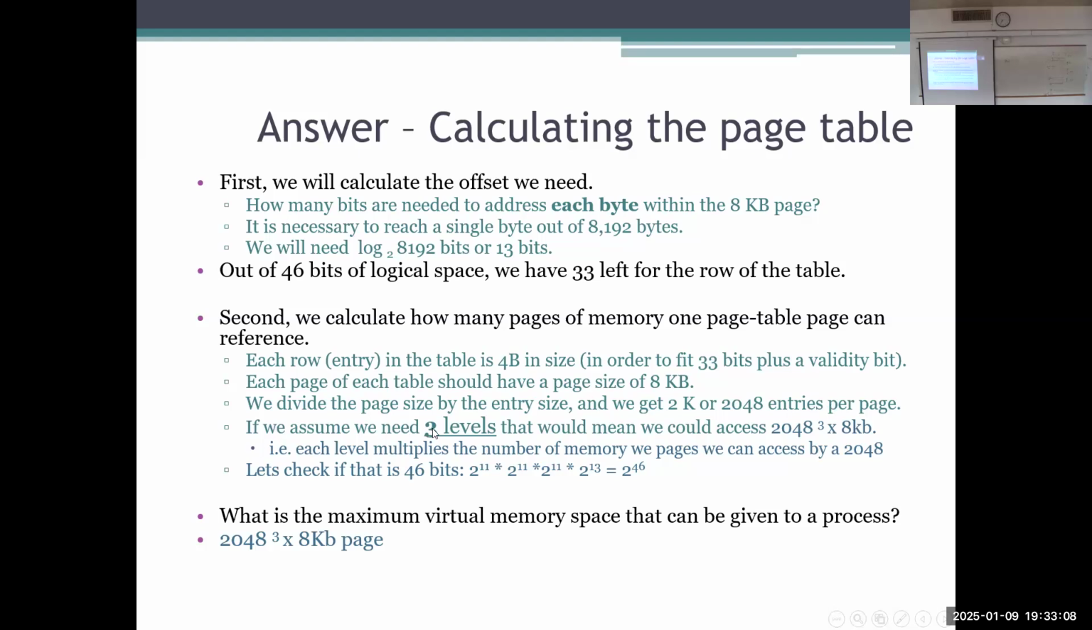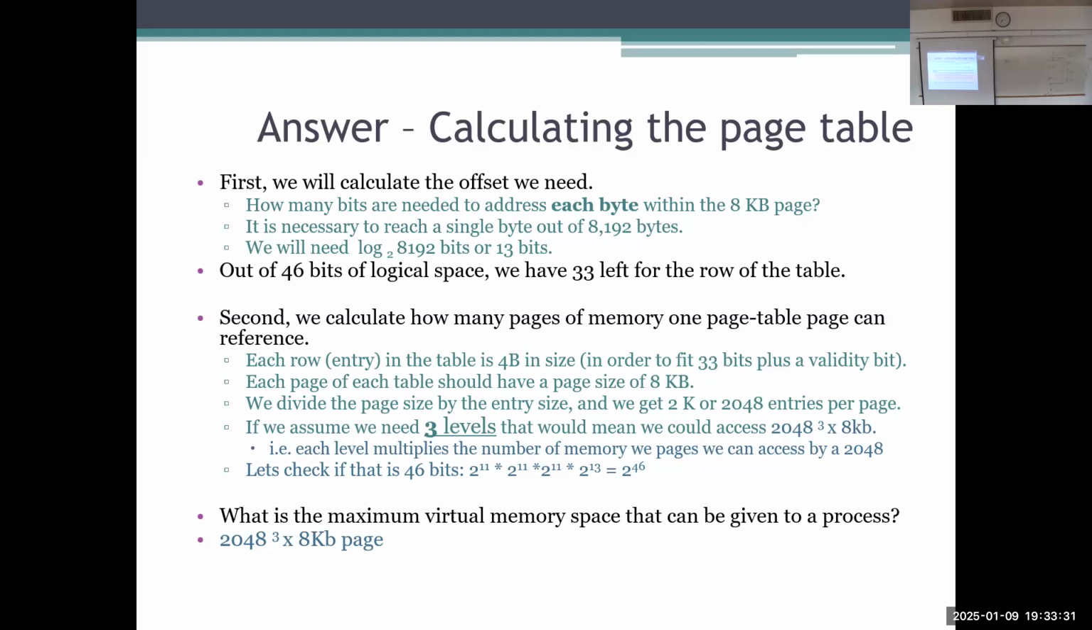I'm just going to assume the answer. This is the way I did it. I decided to do it backwards, kind of. Let's assume we know the answer. Let's guess the answer. It's either 3 or 4 or 5, right? You just try. Let's guess that it's 3. Let's assume that we need 3 levels. That would mean, if we had 3 levels, how much could we access?